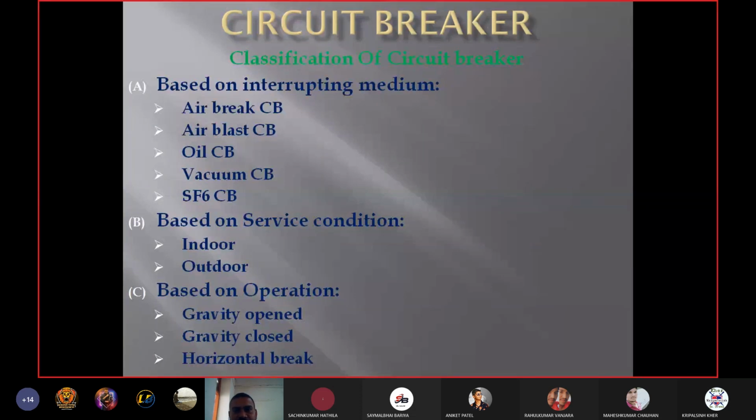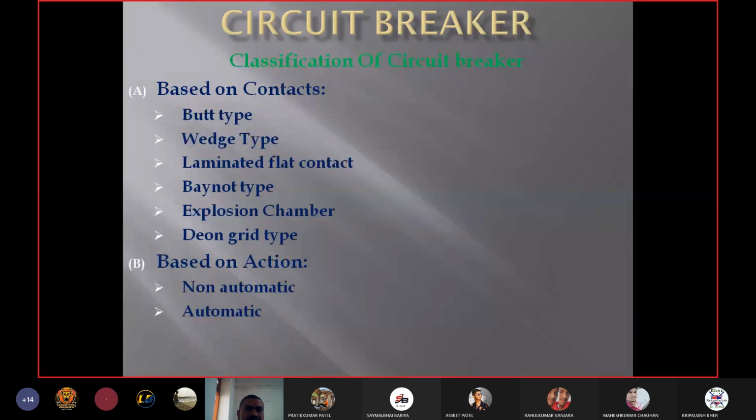Based on circuit interrupting medium: air brake circuit breaker, air blast circuit breaker, oil circuit breaker, vacuum circuit breaker, aseptic circuit breaker. Based on service condition, it is indoor type, outdoor type. Based on operation: gravity open, gravity closed, horizontal brake type. Based on contacts: butt type, wedge type, laminated flat contact type, bayonet type, explosion chamber type, beyond grid type.